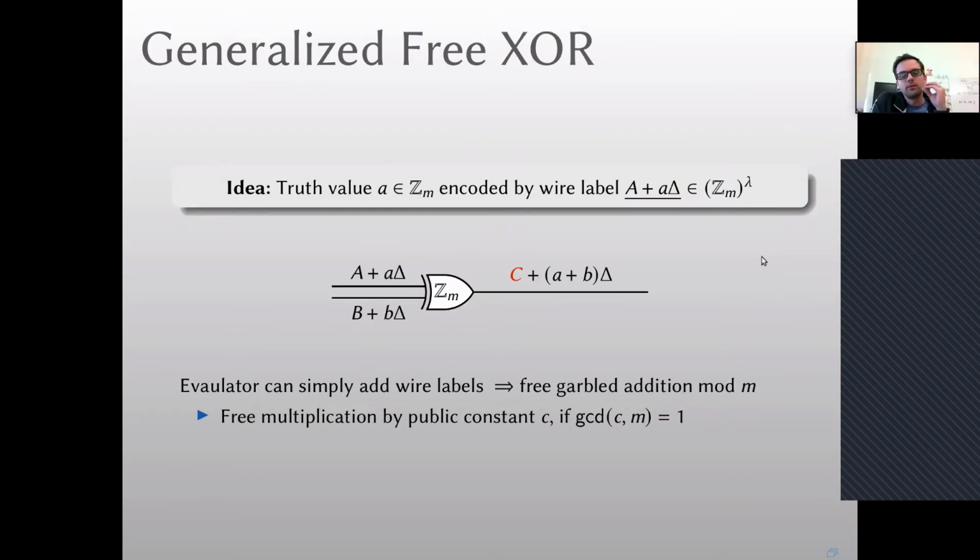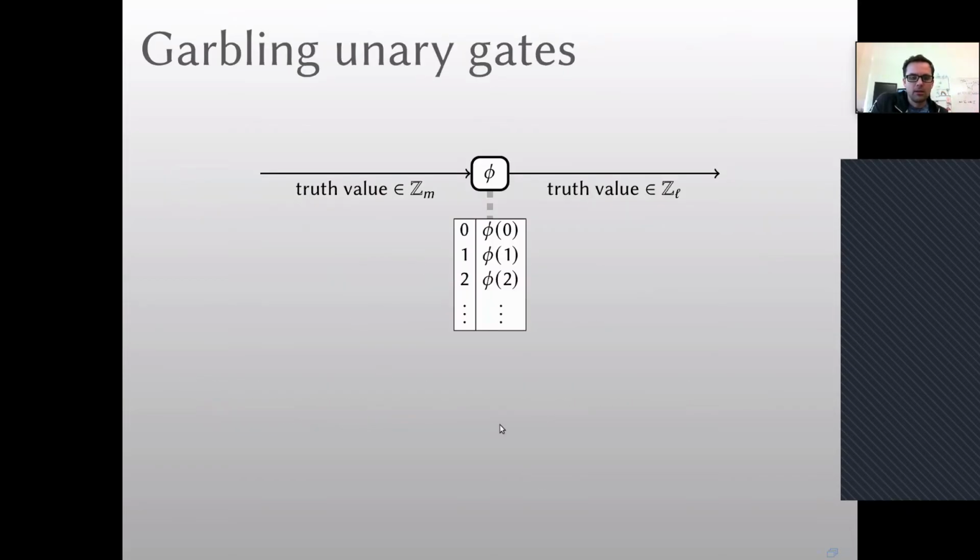Okay, so if you have wire labels of this kind, you can get free addition mod m. You can get free multiplication by a constant. You can also garble unary gates. A unary gate just has one wire coming in and one wire coming out. The interesting thing here is that you can have a gate where the value coming in has a different modulus than the wire coming out. So I want you to imagine a circuit with many different wires, and each wire has its own modulus. That's the kind of circuit model that we support.